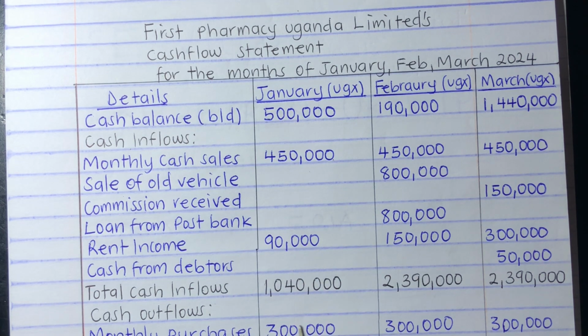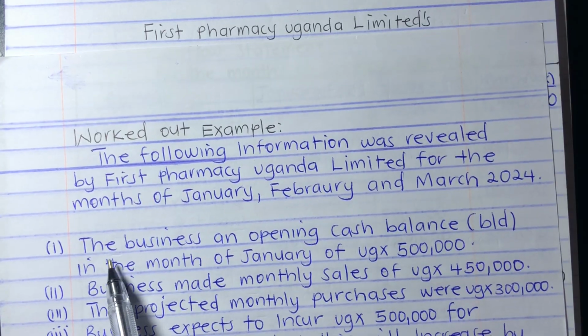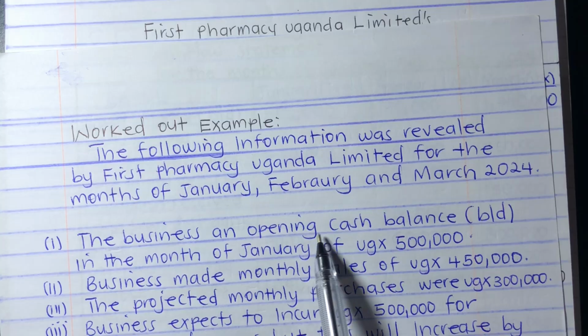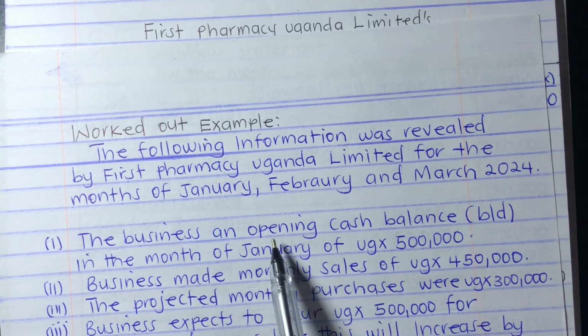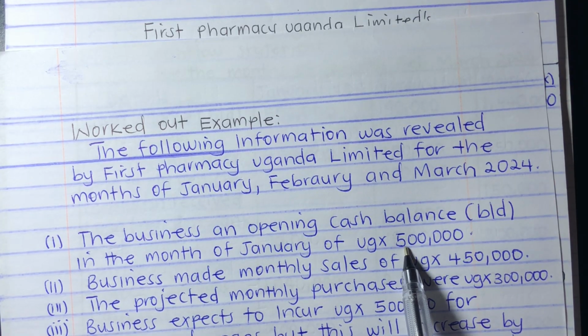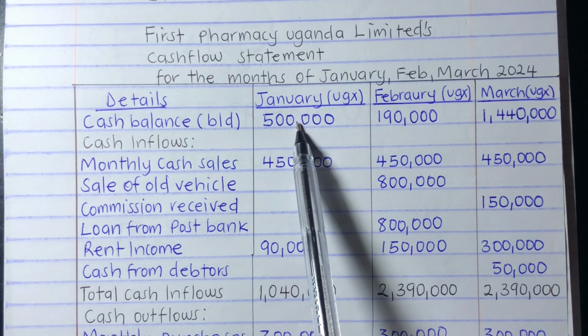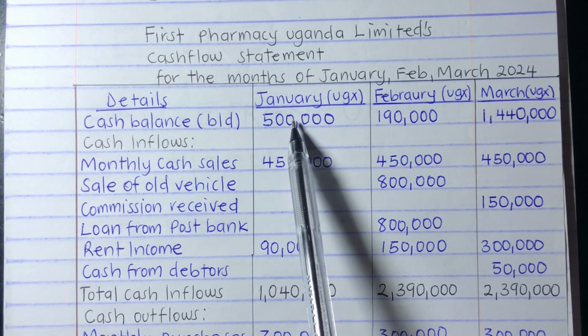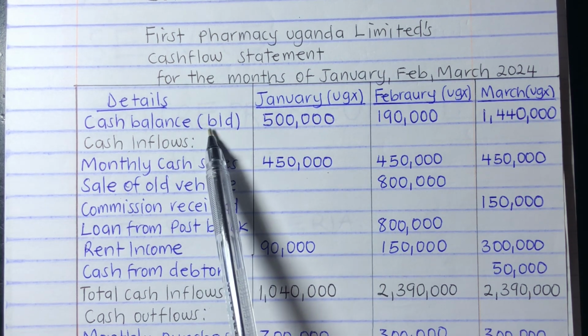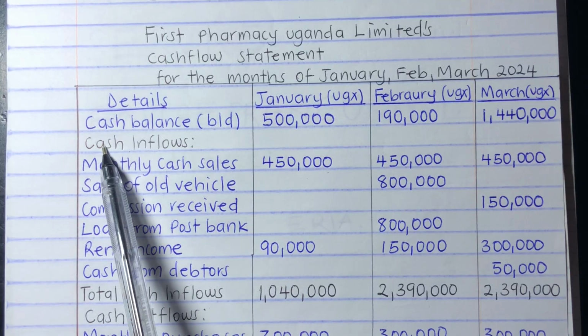So in our question, the business had an opening cash balance in the month of January of UGX 500,000. So we post our 500,000 here because it was the money that remained in January. After posting the cash balance, or balance brought down, as 500,000, we go and look for the cash inflows.